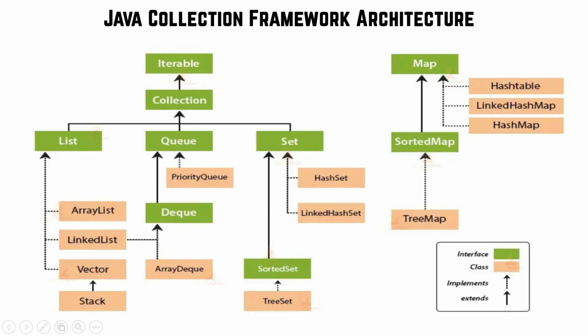So you could see there are two colors. One is green and one is another color, right? Green means all are interfaces, and this color is only classes. And there are two arrows. One is a solid arrow, one is a dotted arrow. Solid arrow means extends, and dotted arrow means implements. In case you are able to understand the diagram, you can easily understand the Java collection framework.